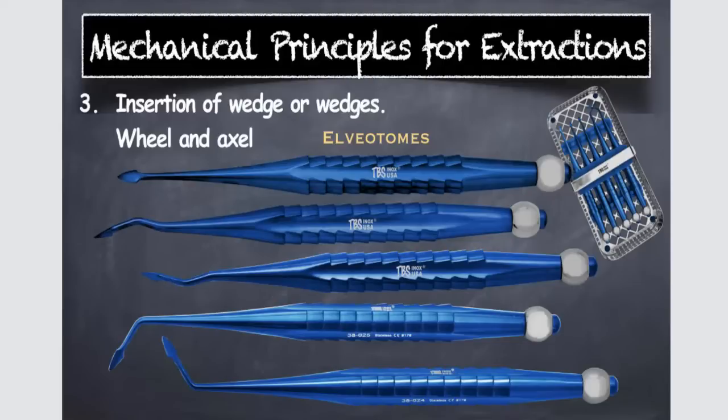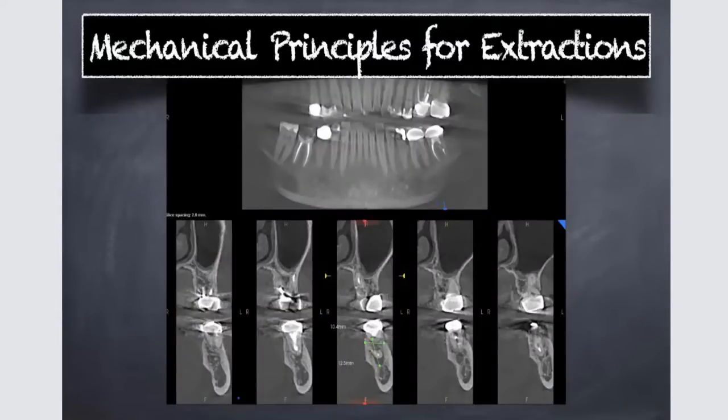We want to elevate the tooth as well, not just make it move, we want to elevate it out of the socket. So we want to use this wheel and axle principle. We'd also like to design them to be able to get some root tips. So these can be used to get root tips out, especially these 2 here, which you'll see a little bit later on.